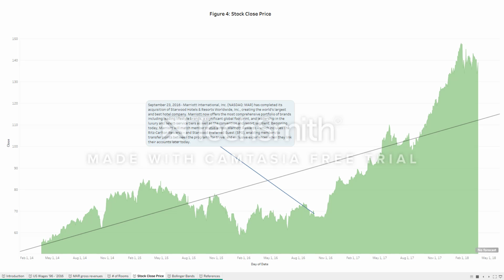Figure 4 represents the historical closing stock price for Marriott International. As you can see, the Starwood acquisition in September 2016 was the beginning of significant stock growth. Within a 2-year period, the stock price increased from $68 to $138 as of March 2018.